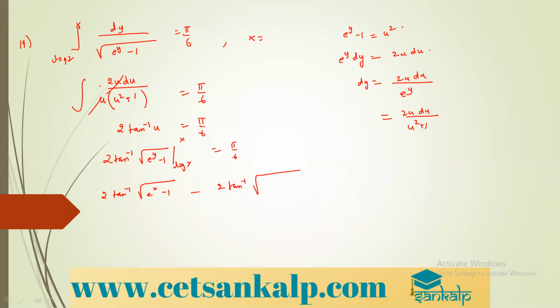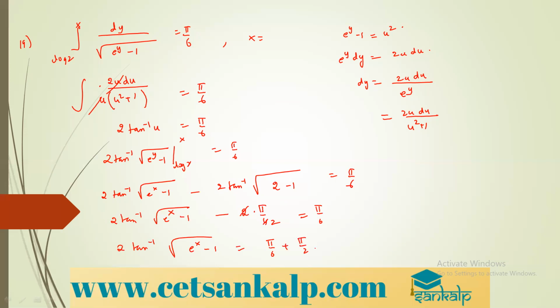What will be e power log 2? It will be 2 minus 1 equal to pi by 6. So 2 tan inverse root of e power x minus 1 minus 2 tan inverse 1 is pi by 4. So you'll have pi by 2 equal to pi by 6. Then 2 tan inverse root of e power x minus 1 is pi by 6 plus pi by 2.